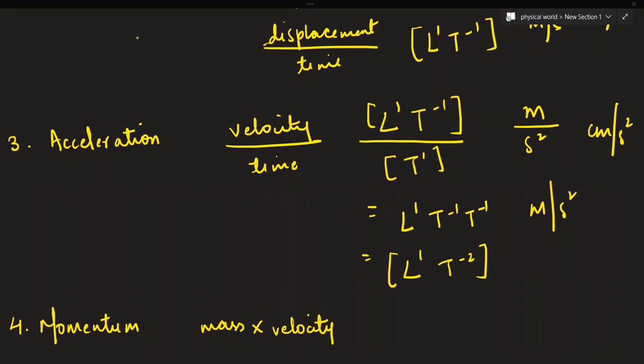So this is momentum. The formula is mass multiplied by velocity. Quickly tell me what will be the dimensional formula. Both of you, just try it and send me your answer in the chat box.